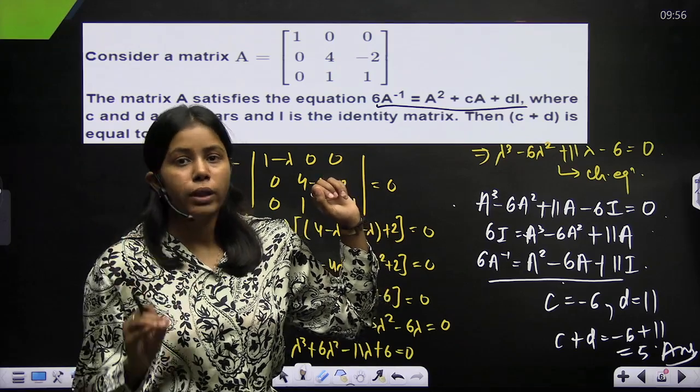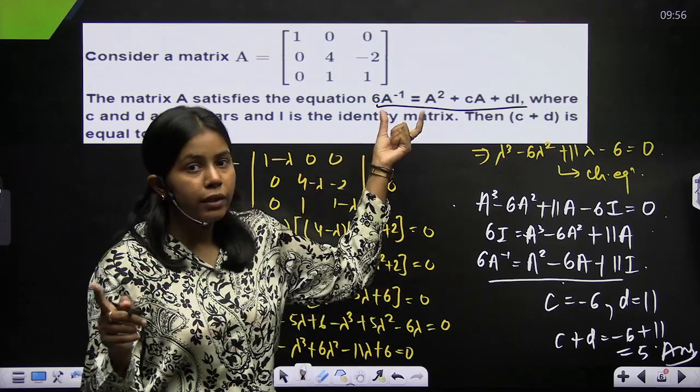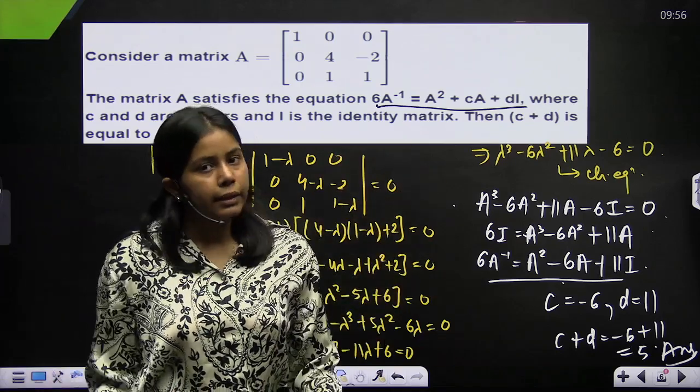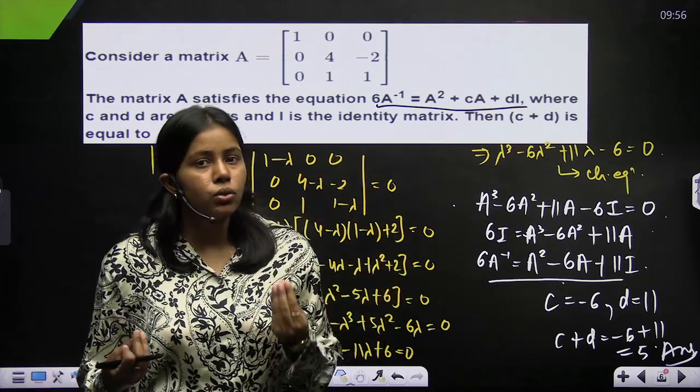Okay, if you want to do that, you can, but because you have to find A inverse, then A square, then A, and then solve a 3 cross 3 matrix, that would really get lengthy. So I'll not suggest using that particular method.